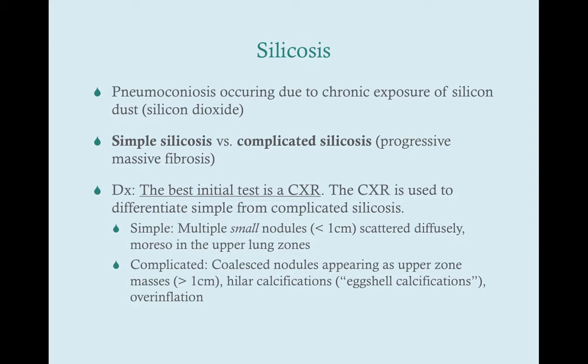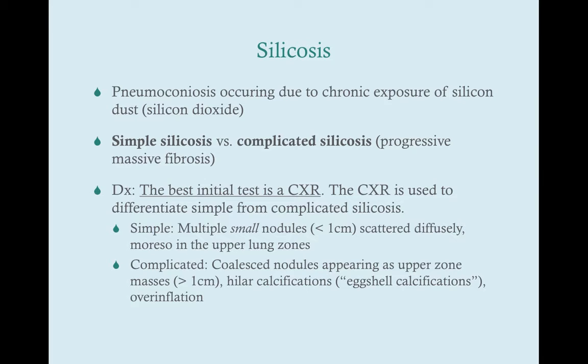But those small nodules do not cause symptoms that frequently. Where the problem comes in is when those nodules start to coalesce. That takes up more mass in your lungs. So in simple silicosis, you see multiple small nodules. They can be scattered diffusely, and they tend to be in the upper lung zones. With complicated silicosis, those nodules become so frequent they start to coalesce, and so you see what appear to be masses, and they're greater than 1 centimeter.